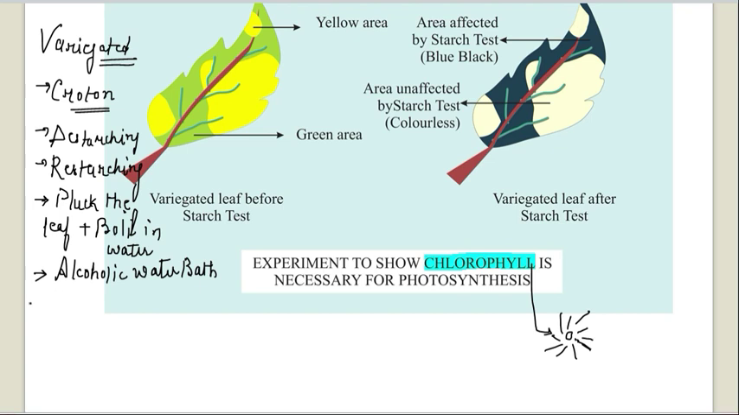Next is wash with the warm water. Wash with warm water to make the leaf soft, and then pour iodine solution.